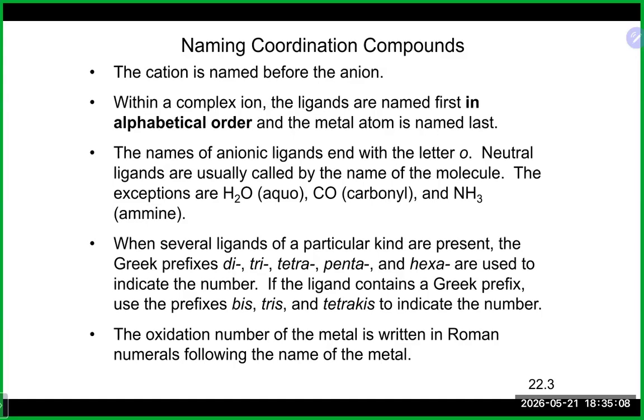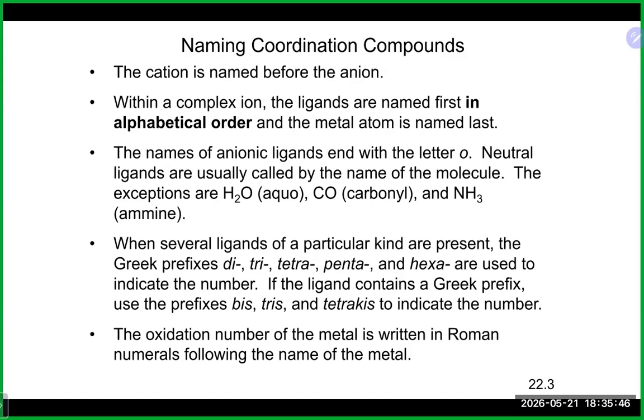Some of the names of the negatively charged ligands will end with the letter O. Some neutral ligands are called by the name of the molecule, but a lot of them have some funky names. The exceptions are water, for example. Water is aqua. Some books will call it aqua with an A at the end. CO is carbonyl. NH3 is amine. When we do have, as I mentioned before, several of the same ligands within the complex ion, we do use prefixes like di for 2, tri for 3, tetra for 4, penta for 5, hexa for 6.